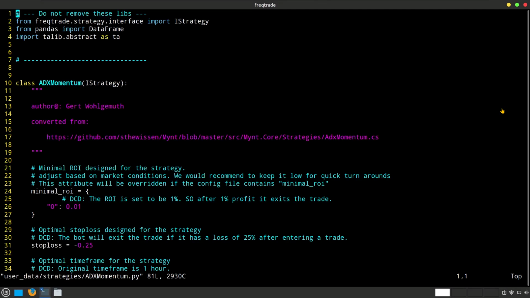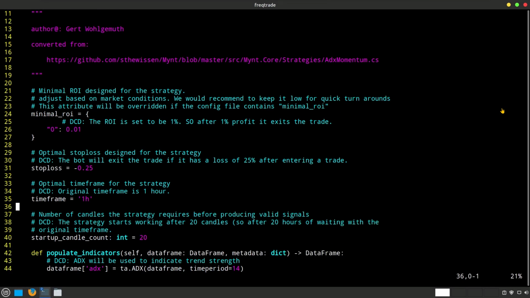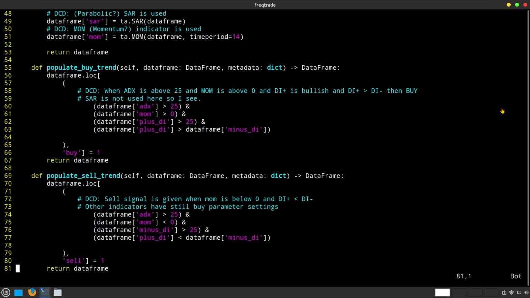As I was looking at the code, I saw that the strategy does the following. There is a buy signal triggered when the ADX and DI plus indicators are above the 25 level. The DI plus should be above the DI minus, and the momentum indicator should be above 0. The sell signal is given when the ADX is still above 25, but DI minus gets above the 25 and DI plus gets under the DI minus line. Also, the momentum indicator gets below 0 at that time.